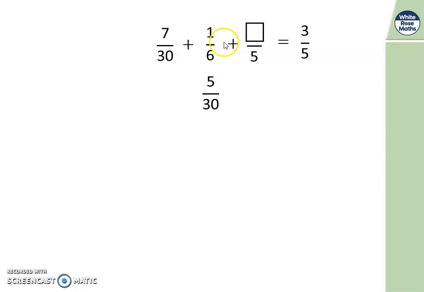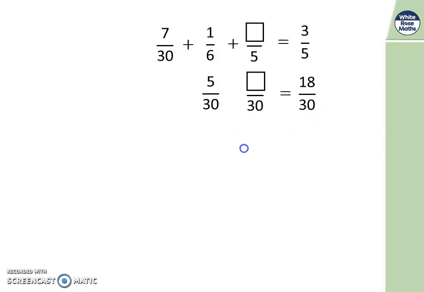Now I'm just going to pull this information down, but write it as 30ths. And I'm going to convert this into 30ths. How many 5's go into 30? 6, so it's 6 times the numerator by 6, and that's 18. So we know the final answer is equivalent to 18/30. So now we've got 7/30, add 5/30, add an unknown number, and it equals 18/30. Suddenly this looks a bit easier.